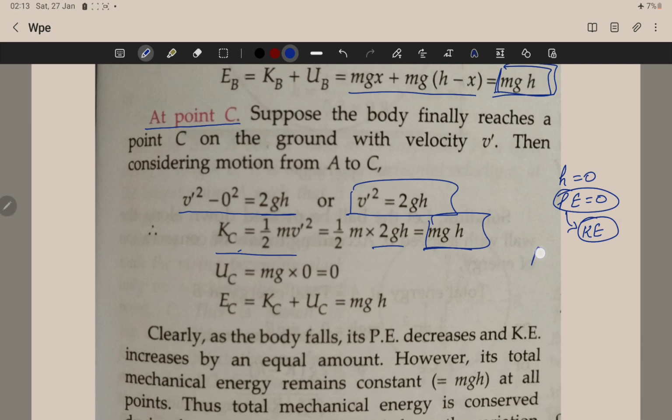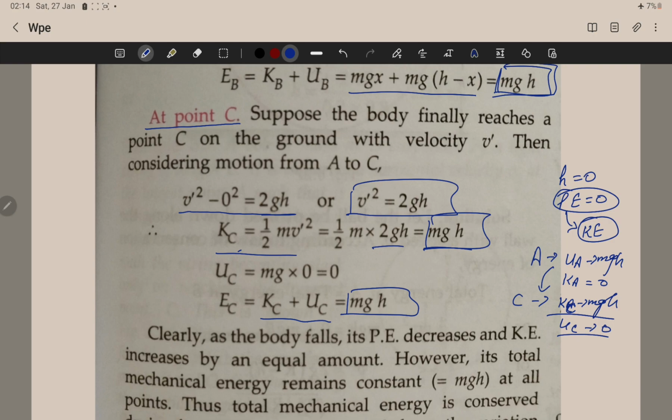We get kinetic energy as mgh. So at point A the potential energy is mgh and the kinetic energy is 0. And at point C, what happened? Kinetic energy becomes mgh, and the potential energy becomes 0. So from A to C, all this potential energy gets converted into kinetic energy, but the sum remains the same. Their sum will always remain mgh. Whether you look at point A, B, C, or any arbitrary point between A and C, you will always get the sum mgh.